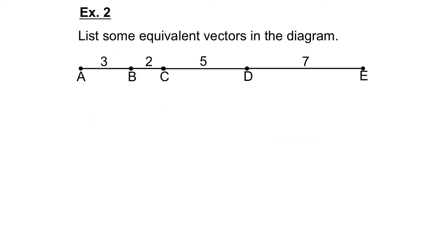And here's my second and final example for this lesson. List some equivalent vectors in this diagram. Okay, so here it's all on a line. I've got different points, A, B, C, D, E, and I've indicated the lengths of each line segment on here. Okay, so why don't you take a minute, pause the video, and see if you can come up with some equivalent vectors, keeping in mind that you can add vectors together, and you can use those scalar multipliers as well. So pause the video now and try it.